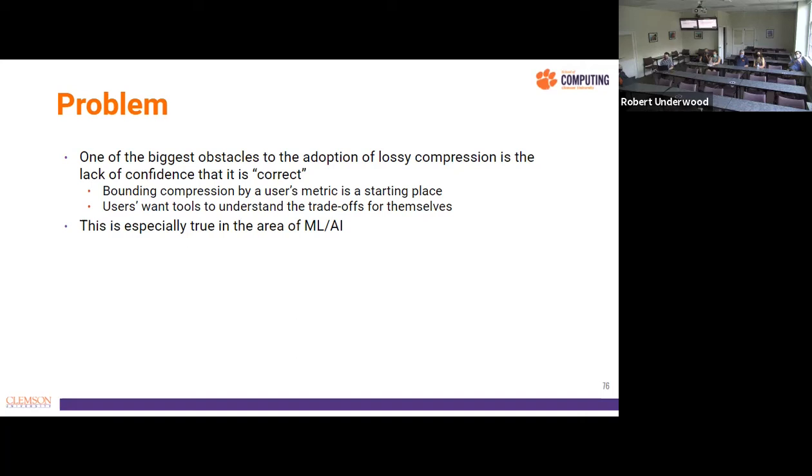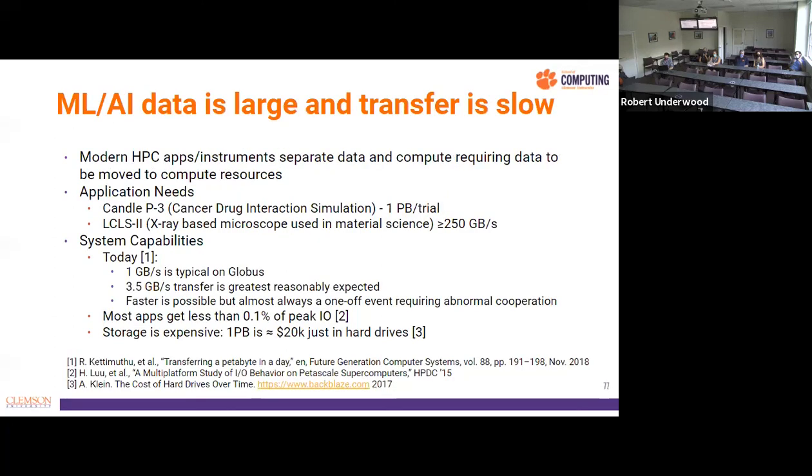This is especially true in the area of machine learning and artificial intelligence. When we look at machine learning and artificial intelligence applications that use this approach, they have huge amounts of data that they often, for logistical reasons, have to compute at a different location from where they gather the data. So then this data for training needs to be transferred across the network.